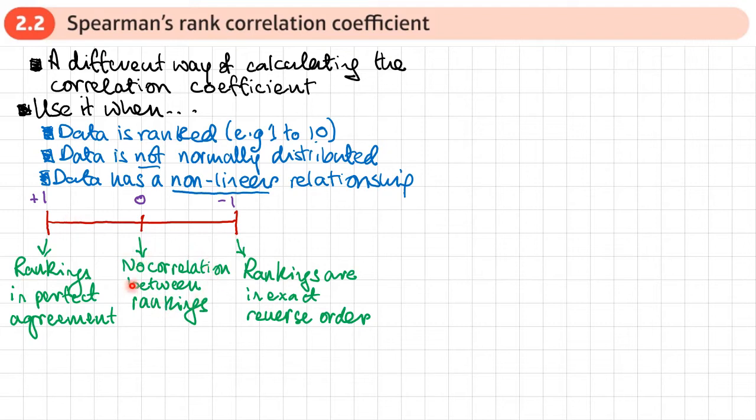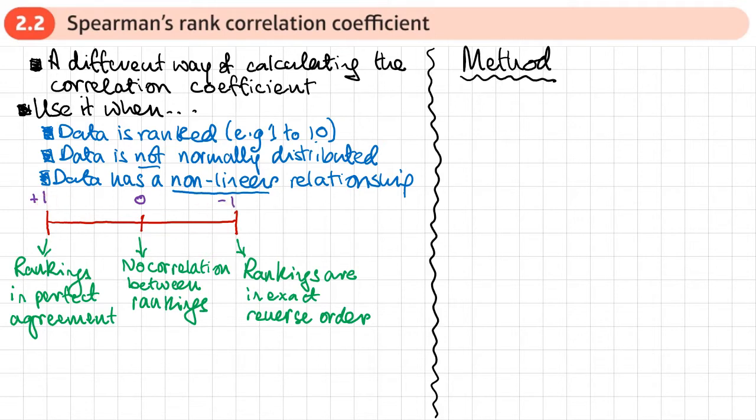If there's no correlation between the rankings, so if they were total disagreement about which one they thought was the best one, the second best, third best, and the worst, then we'd get a Spearman's rank value of 0. If we get a Spearman's rank value of -1, then it's the exact reverse order. So if judge number 1 thought that book A was the best, that means that the other judge thought that it was the worst. So it's the exact reverse order. So we can use the value of Spearman's rank to then interpret it as we get this value between 1 and -1. So now we're going to go through the method of finding Spearman's rank correlation coefficient.